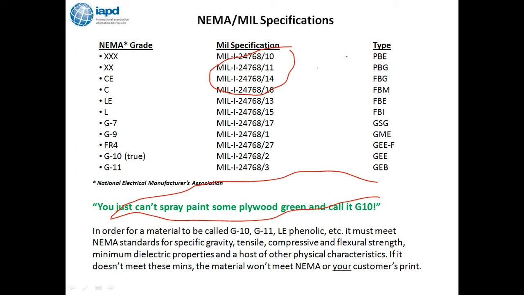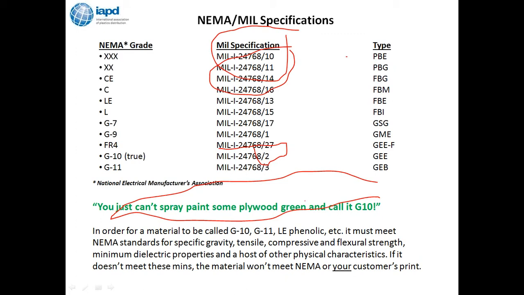I always like to point out that when a material is called out by the mil spec, for example, let's use the /2 here, you cannot substitute that. If you have a print that says MIL-I-24768/2, definitely go with the MIL-I-24768/2. You cannot substitute a /27. We'll talk about the differences between the G10 and FR4 in a few seconds here.